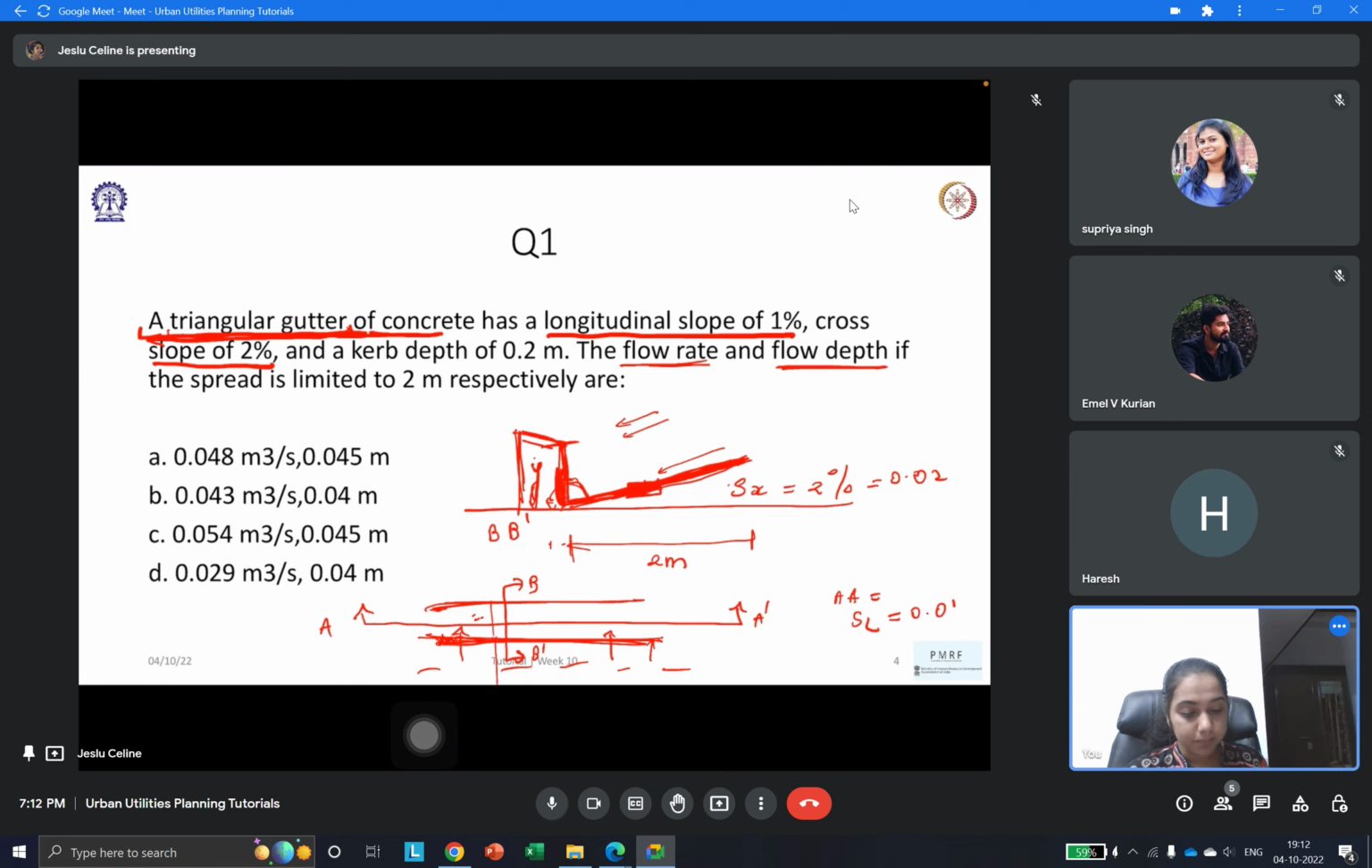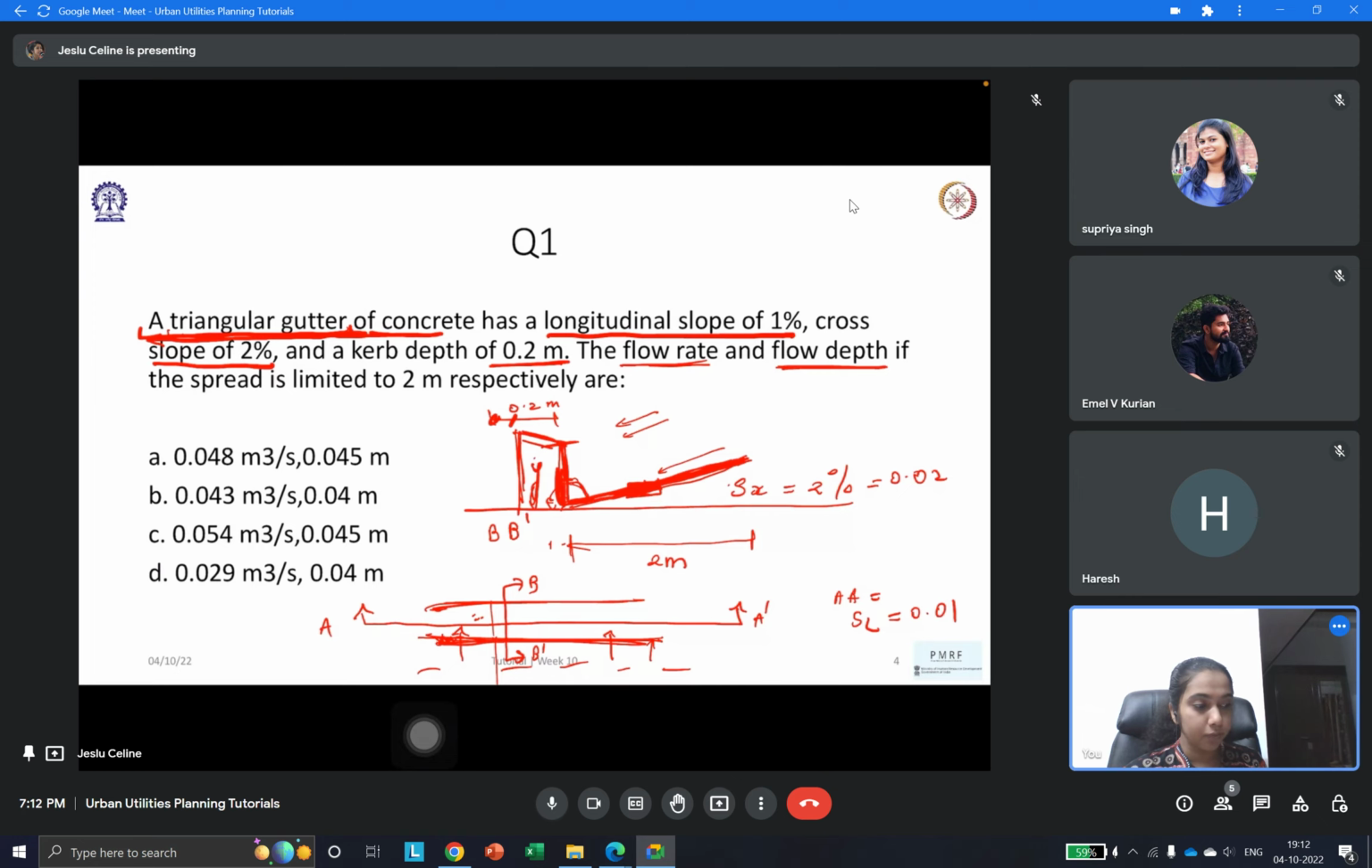And a curb depth of 0.2 meters. This information is also given. Maybe we don't need it. Curb depth means the depth of the curb, which is given. So that is also given. But let's see what information we need in order to calculate this.